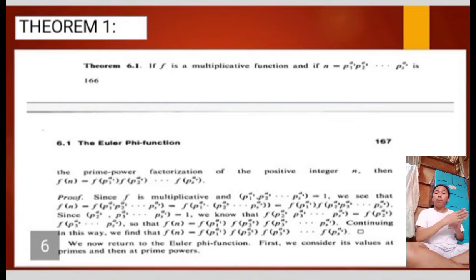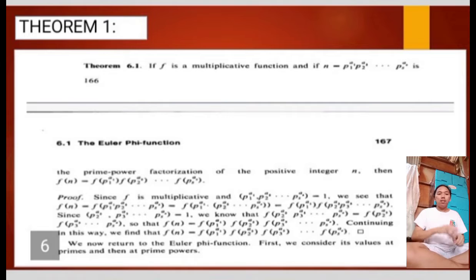Since f is multiplicative and the prime powers p sub 1 raised to a sub 1, p sub 2 raised to a sub 2, all the way to p sub s raised to a sub s are pairwise relatively prime, we see that f of n is equal to f of p sub 1 raised to a sub 1 times p sub 2 raised to a sub 2 all the way to p sub s raised to a sub s, which is equal to f of p sub 1 raised to a sub 1 multiplied by f of p sub 2 raised to a sub 2 times p sub 3 raised to a sub 3 all the way to p sub s raised to a sub s.